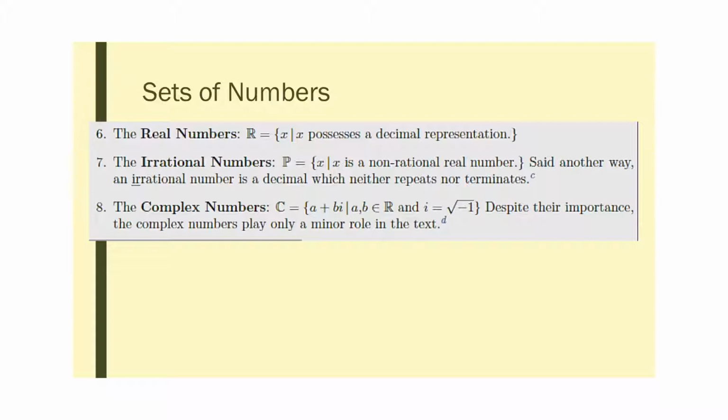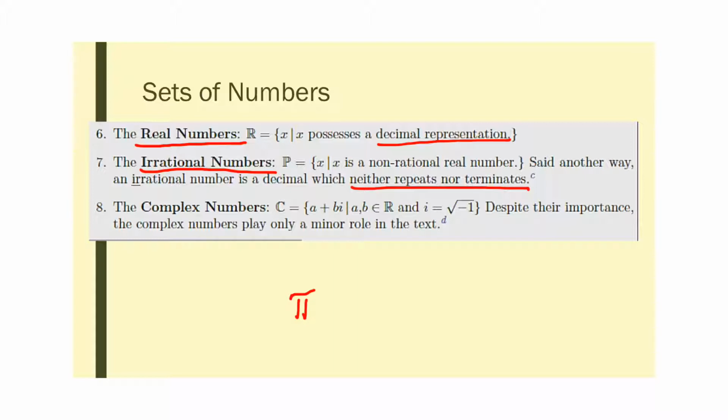And then we have the real numbers, any number that has a decimal representation. And then the irrational numbers. An irrational number is a decimal number which doesn't repeat or terminate, so it's almost like the opposite of a rational number. A rational number does either repeat or terminate, but an irrational number does neither of those two things. For example, pi. We know that pi is a famous irrational number that goes on and on and on. It never repeats the pattern of decimal numbers at the end.